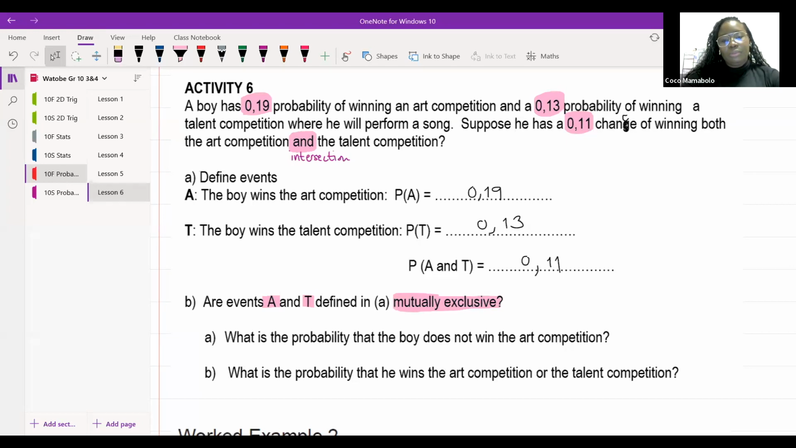Because they say that we have 0.11, which is both the T and the A, meaning that they intersect, and in mutually exclusive, they should never intersect. Ah, beautifully said. I could never say it better. Right. If it was mutually exclusive, then the probability must have been 0 and not 0.11. Agreed? Yes, ma'am.